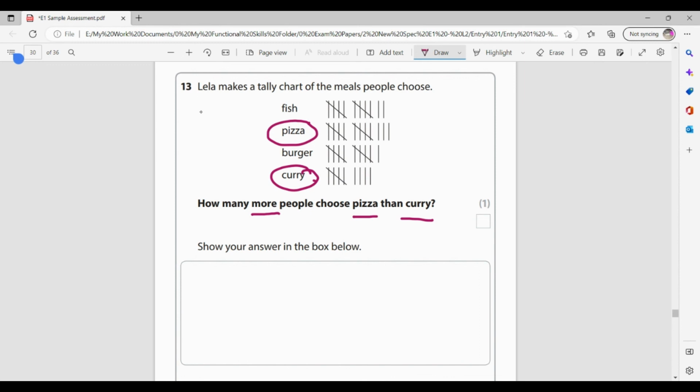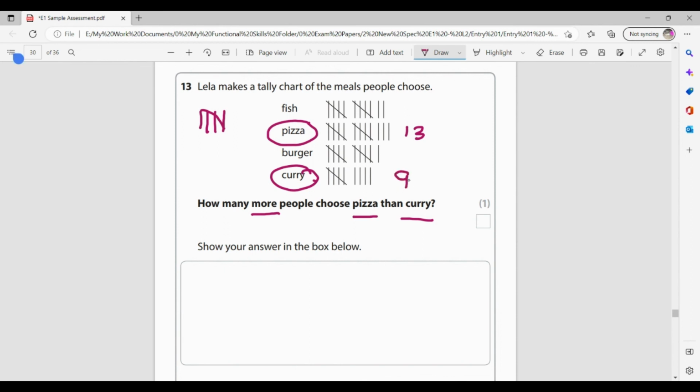Now with tally charts, don't forget, one line is 1. What this symbol means here is when we get to 5, what we do is we go 1, 2, 3, 4, 5. So this means 5. So let's see pizza. I've got 5, 10, 11, 12, 13. So I've got 13 people ordering pizza. Let's look at curry. I've got 5, 6, 7, 8, 9. So I've got 9 people ordering curry.